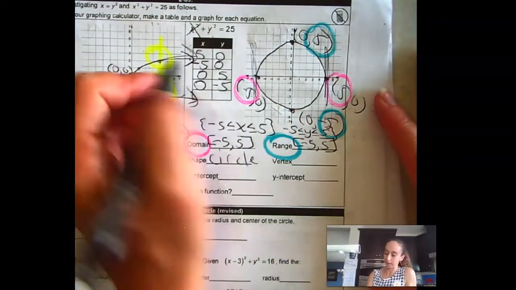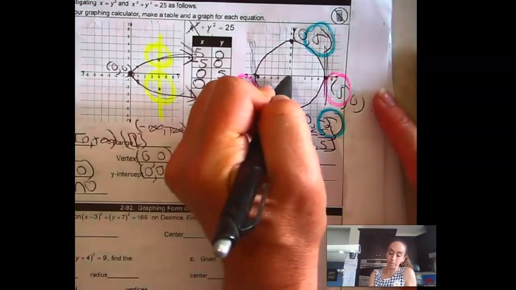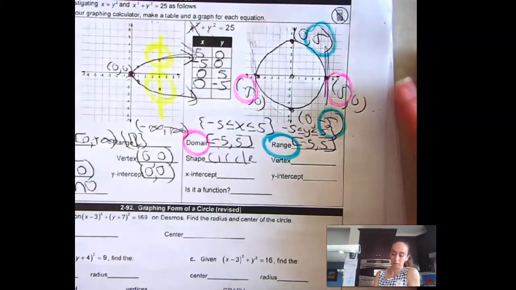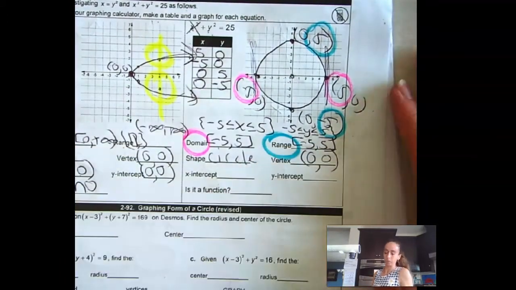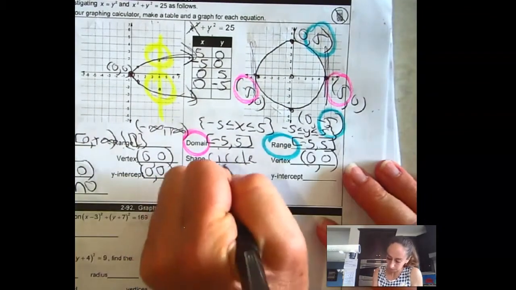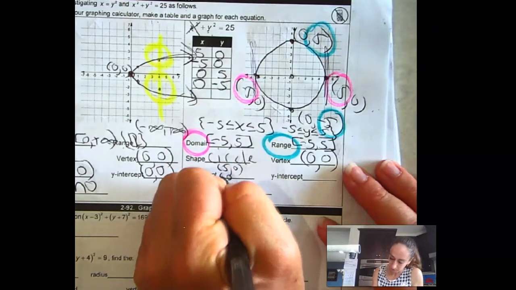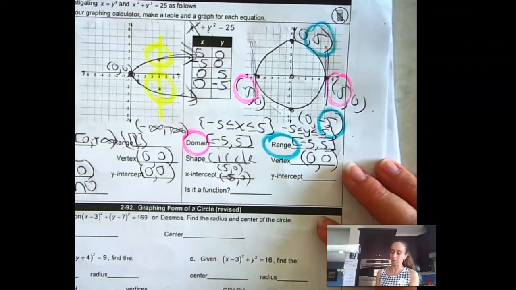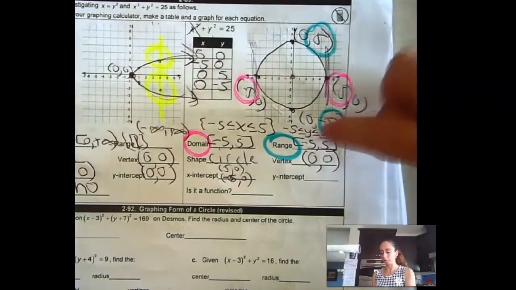Okay, the vertex. Now the vertex is kind of like the center point, right? Well, there's an imaginary center point right there, and that's it, 0, 0. My x-intercepts are where it crosses the x-axis, 5, 0, negative 5, 0. My y-intercepts are 0, 5, and 0, negative 5.